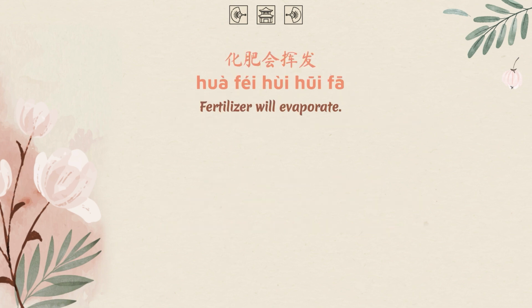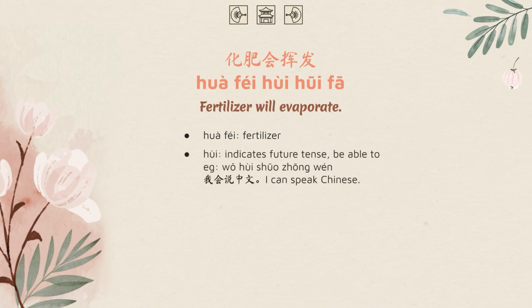The next tongue twister is just one line. 化肥会挥发，化肥会挥发。It literally means fertilizer will evaporate. 化肥 means fertilizer. 化肥。会 has multiple meanings. It can be used to indicate future tense, which is the case here. Fertilizer will evaporate. And it could also mean be able to.